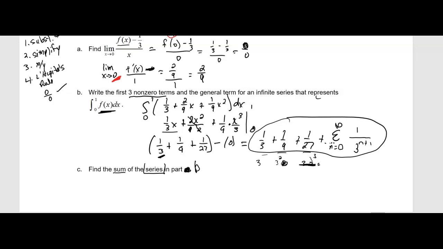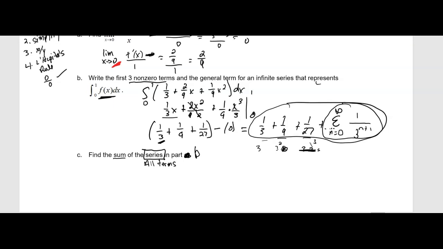We want the sum of the series. The series means all terms. The series is everything, so we don't want to just add these first 3 up. We want to add every single term in this infinite series. So this gets into our geometric series idea. Notice how we're multiplying by 1/3 over and over again.